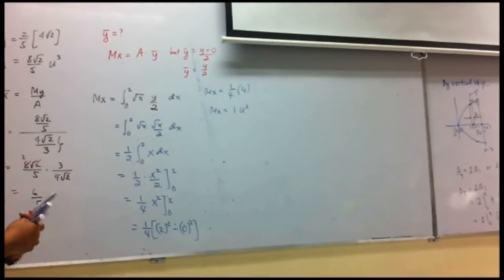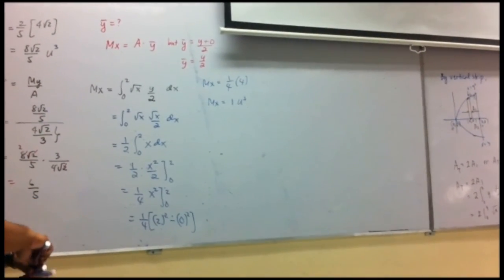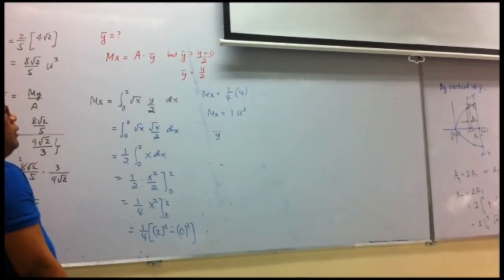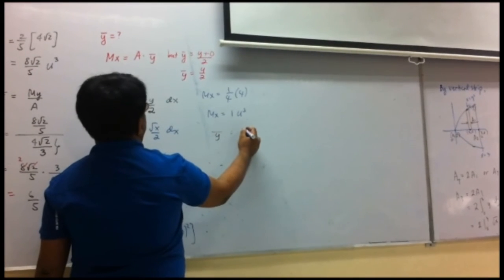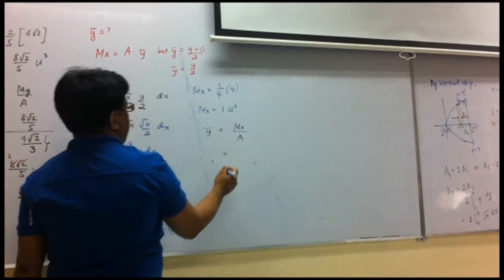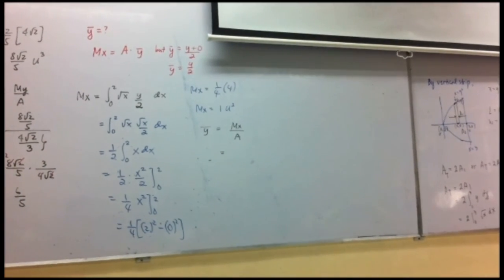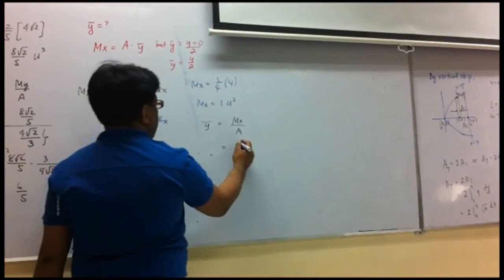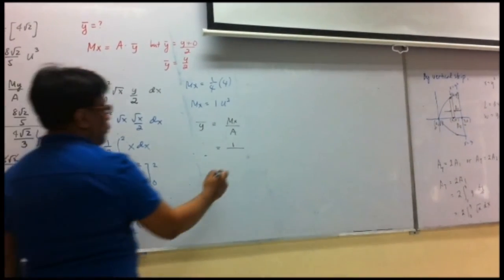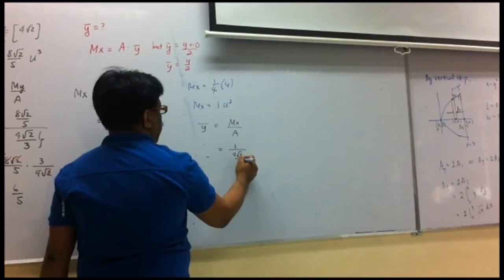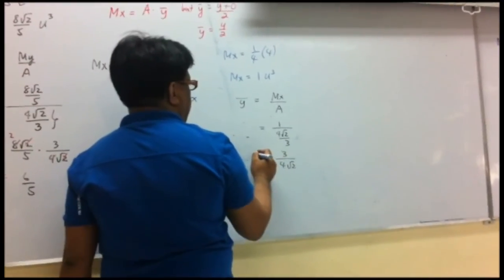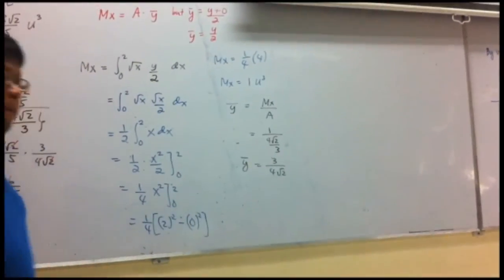Now when you define bar y, which is one part of the centroid, bar y is moment x over area. What is moment x? Moment x is 1. What about the area? A while ago we have it as 4 square root of 2 over 3, or you can also have this as 3 all over 4 square root of 2. So this is now your bar y.